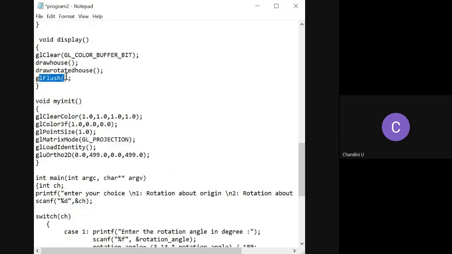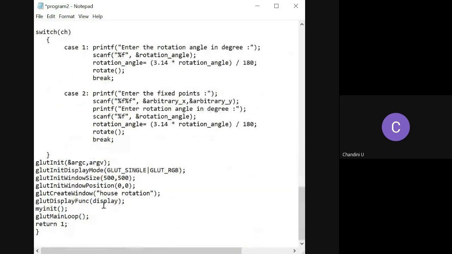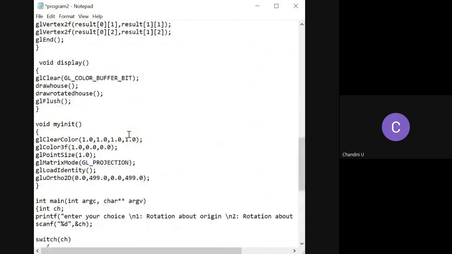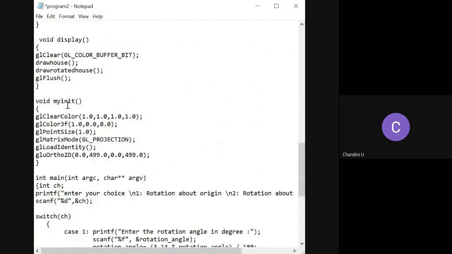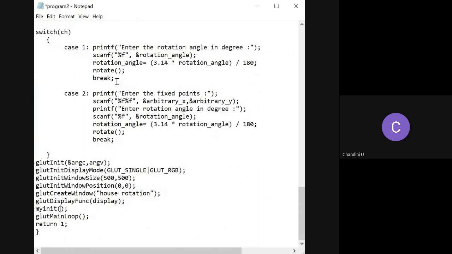The GL flush function is required for the display to work. Okay, now the control returns back to here. So we have already invoked the display function. Then let us go to the init function. We are setting the background color and the point size, that is the vertex point size, then matrix mode, projection, all the normal things like what should be the coordinates of the display window. So all these things we will mention in the init function. Then finally invoke the glut main loop. Only then the OpenGL program will be invoked.